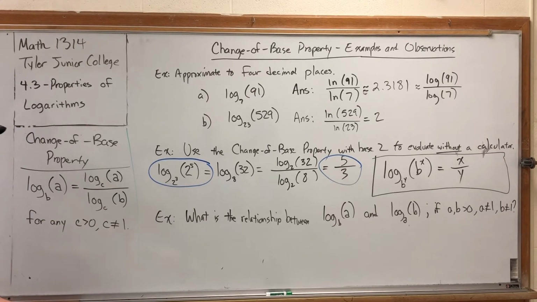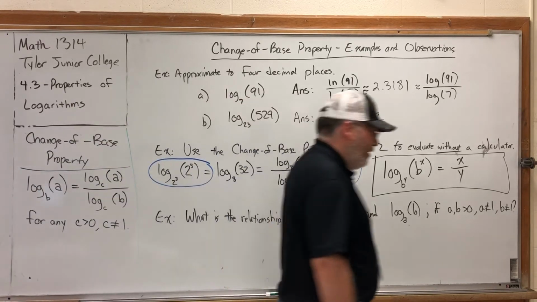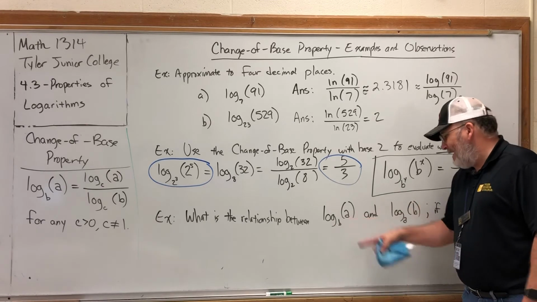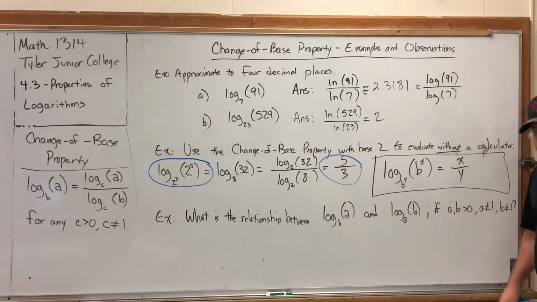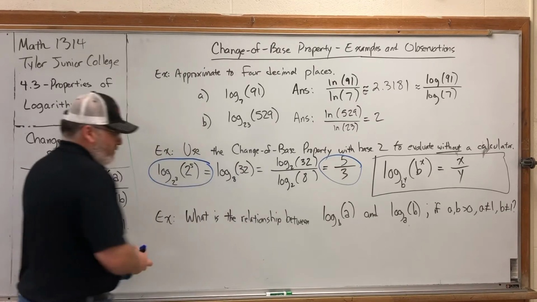Speaking of patterns and testing, now this one's set up a little bit more differently. Instead of giving you two specific logs, I gave you two generic logs. What is the relationship between log base b of a and log base a of b, if they're all permissible bases, so everything's positive but not equal to 1? It may not be obvious what the relationship between those two is.